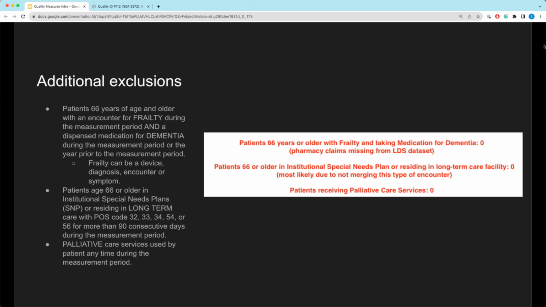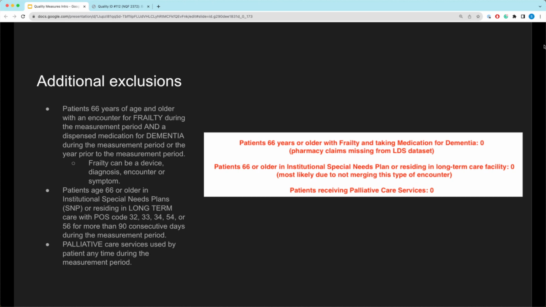So these exclusions are patients 66 years of age or older with an encounter for frailty during the measurement period and a dispensed medication for dementia during the measurement period or the year prior. And again, frailty can be a device, diagnosis, encounter, or symptom. Patients age 66 or older in institutional special needs plan or residing in long-term care with place of service code 32, 33, 34, 54, or 56 for more than 90 consecutive days during the measurement period. And then finally, palliative care services used by patient anytime during the measurement period. So these weren't found, and that could be for various reasons.